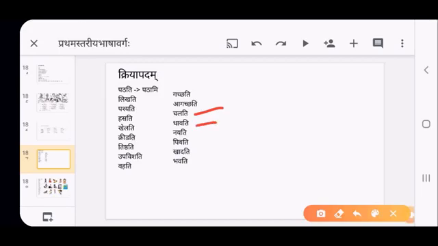The next one. Aham dhavami. Meaning? I am running. Aham nayami. Meaning? I carry. Next one. Aham pibami. I drink. Yes. Aham khadami. I eat. Aham bhavami.